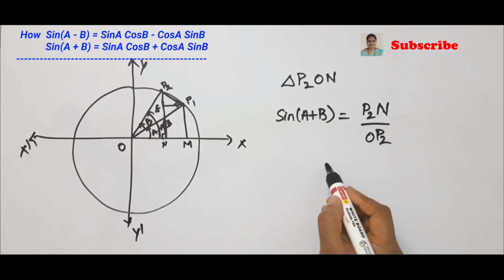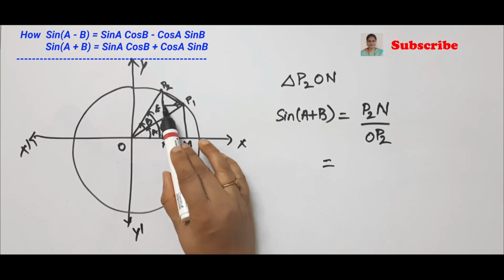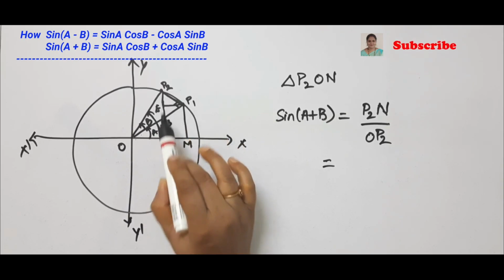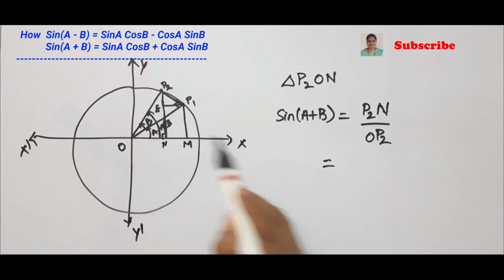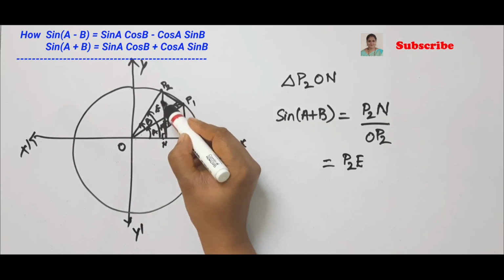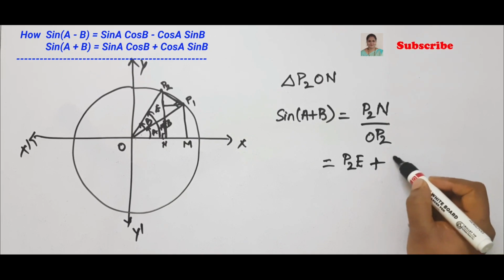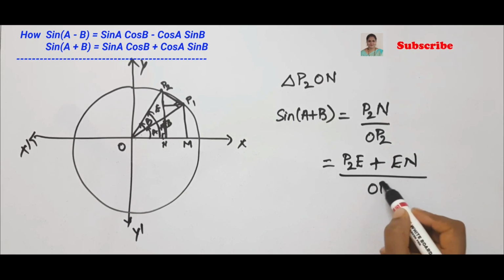This P2N can be written as P2E plus EN. We have drawn a perpendicular here, so there are two parts of P2N, that is P2E and EN. The sum of these two becomes P2N. So P2E plus EN, by OP2.